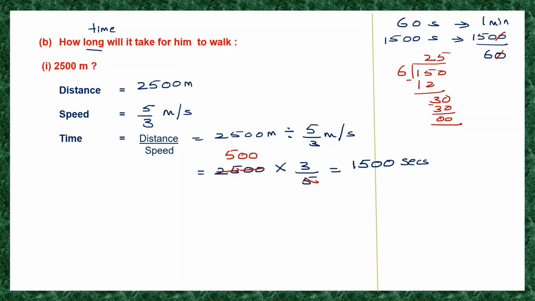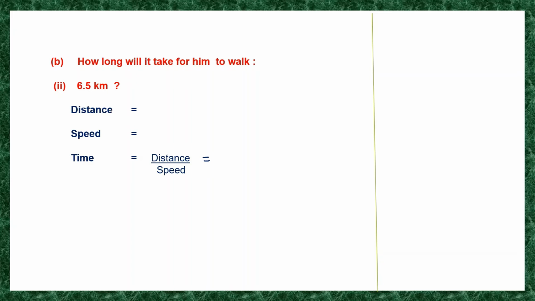So the time taken for him to walk 2500 meters is 1500 seconds or 25 minutes. So this is your answer. So it will take him this long, 1500 seconds or 25 minutes to walk 2500 meters. Next question. Question 2. How long will it take for him to walk 6.5 kilometers?